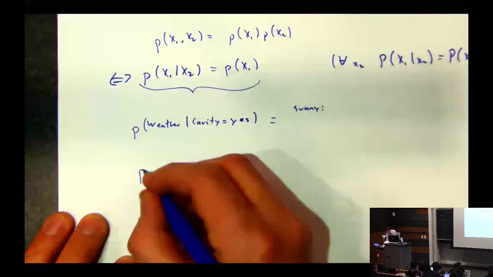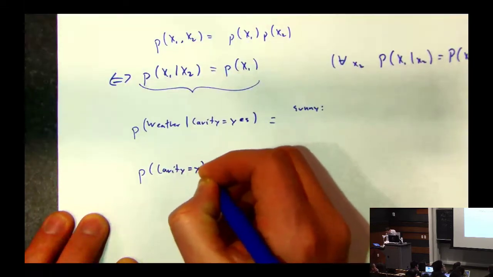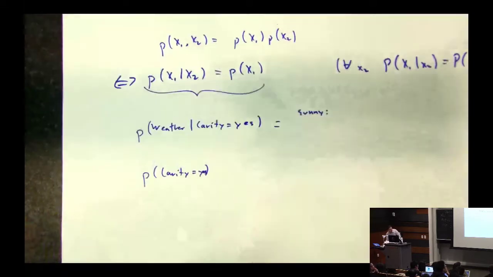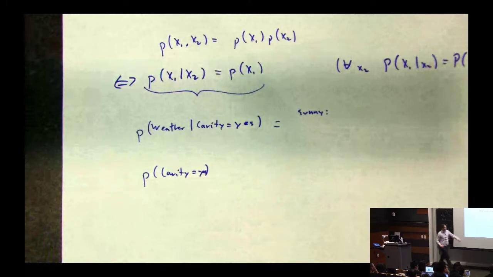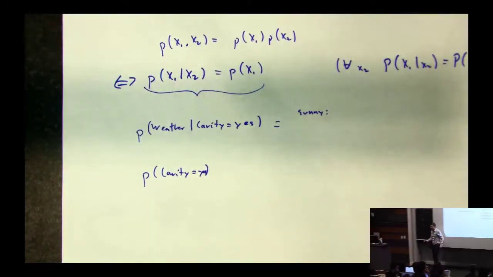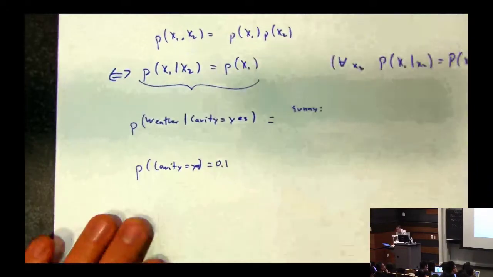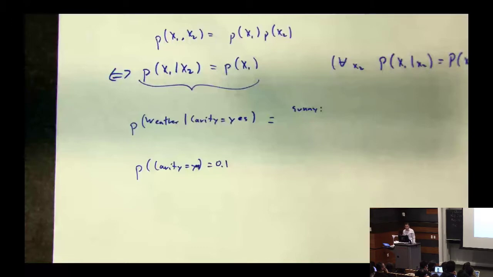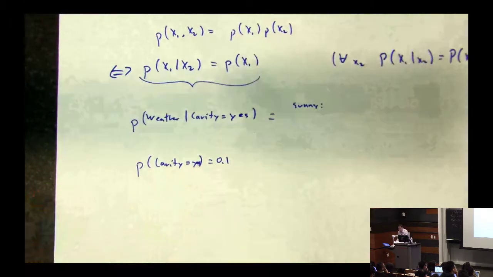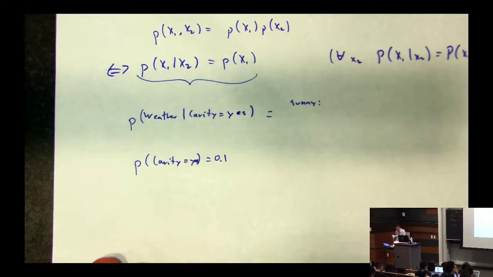Well, first let's compute the probability of cavity being yes, right? Cavity equals yes. You just sum up over all these ones where it's yes, and you get the probability of a cavity being yes is just 0.1, right? Does everyone see how I did that? That one's easy. I just sum up all the entries in that table where cavity is yes. Probability of cavity being yes equals 0.1.